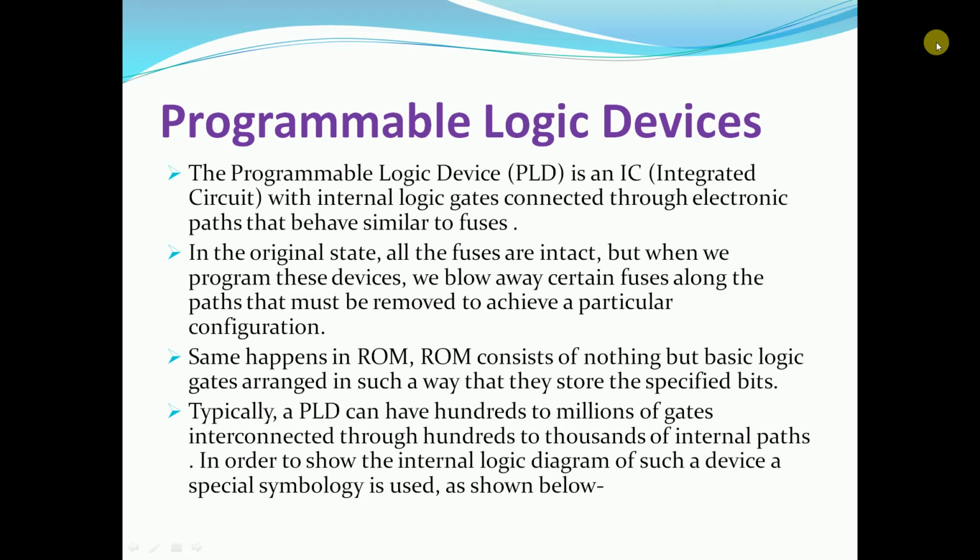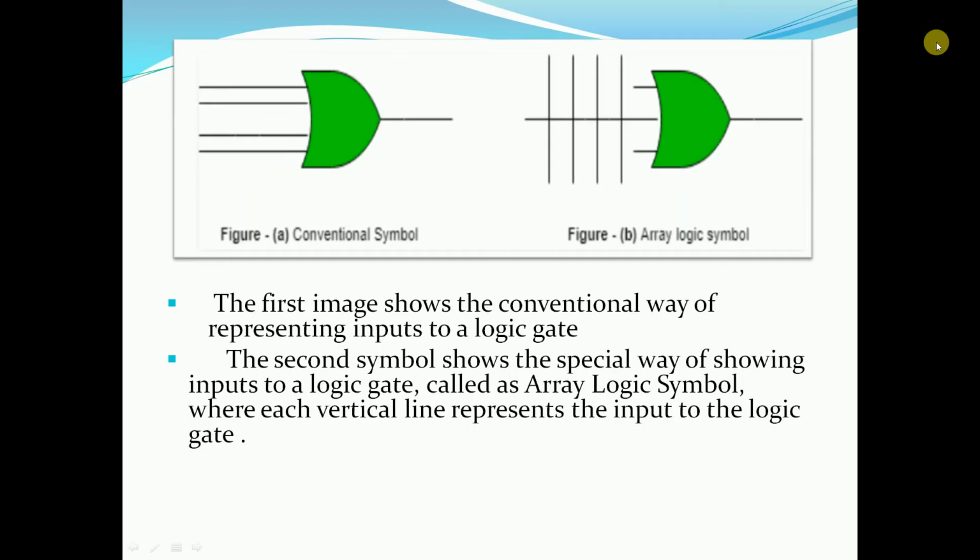Typically, a PLD can have hundreds to millions of gates interconnected through hundreds to thousands of internal paths. In order to show the internal logic diagram of such a device, special symbology is used, as shown in the next slide. Here we can see that the first image is the conventional way of representing inputs to a logic gate, and the second image is a special way of showing input to a logic gate, called the array logic symbol, where each vertical line represents an input to the logic gate. Now moving on to the next slide.